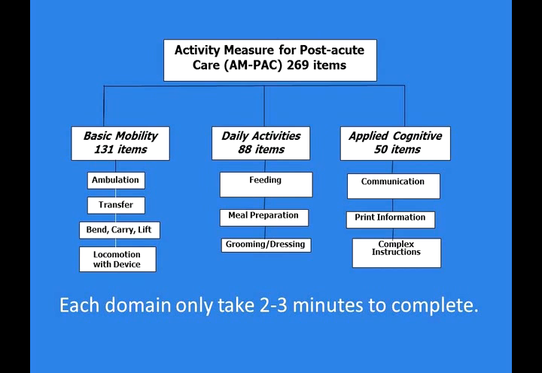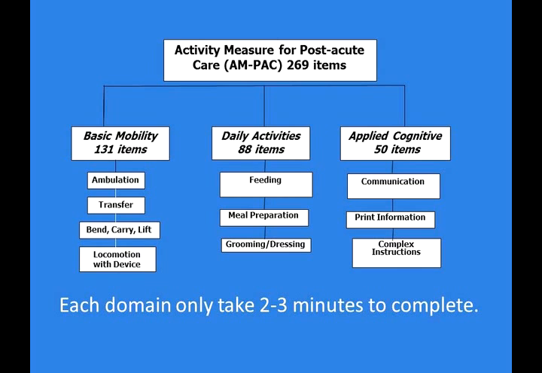Any or all of the 3 PAC domains can be selected based on the characteristics of the patient population. For example, in a research study or clinical setting that includes patients with neurological disorders and cognitive impairments, all 3 PAC domains would be included. However, if the patient population is comprised of individuals with orthopedic conditions and no cognitive impairments, only the basic mobility and daily activity domains would be administered.